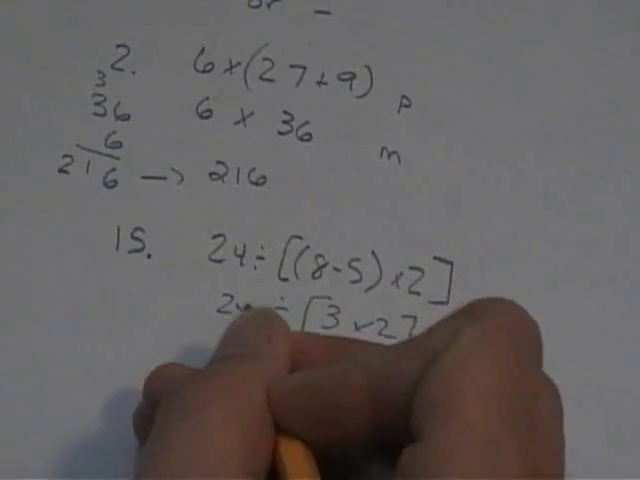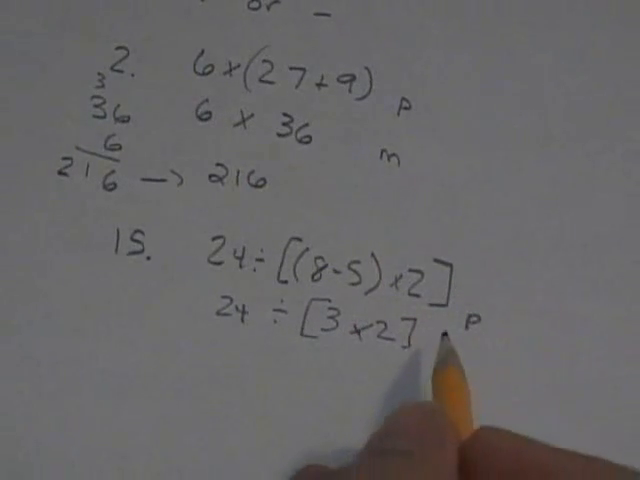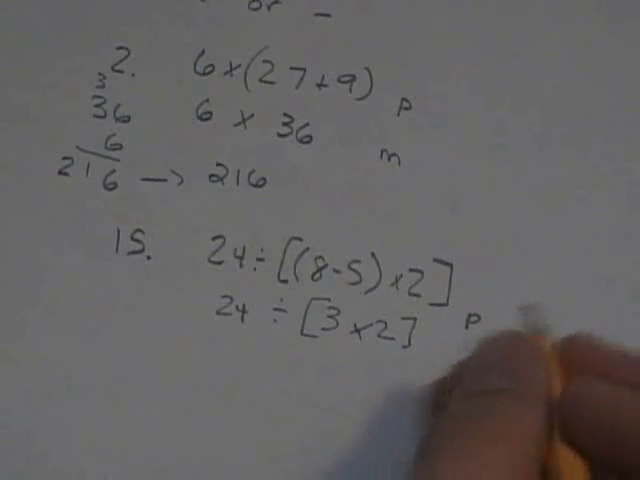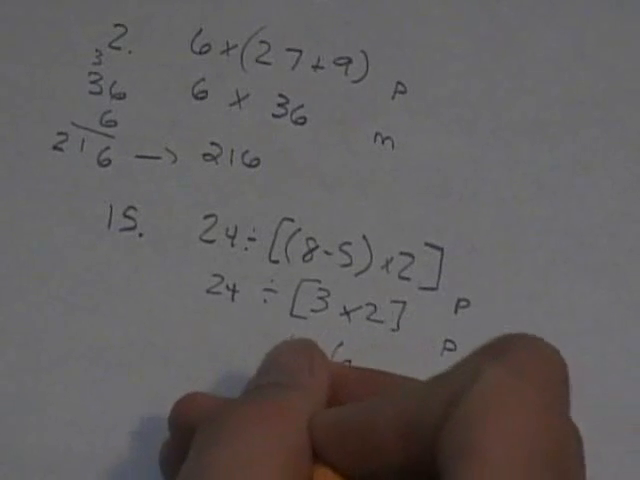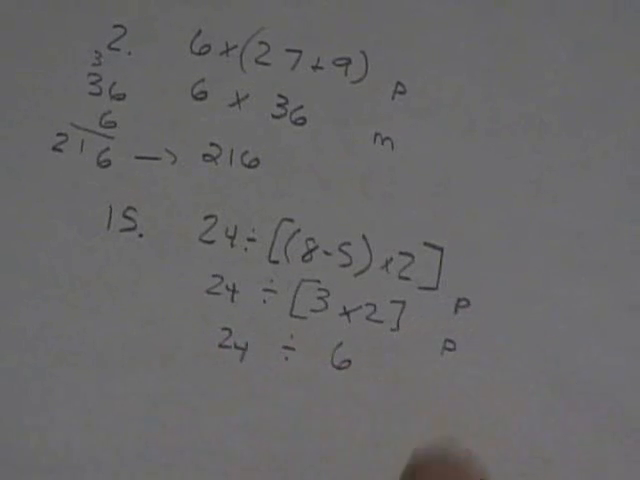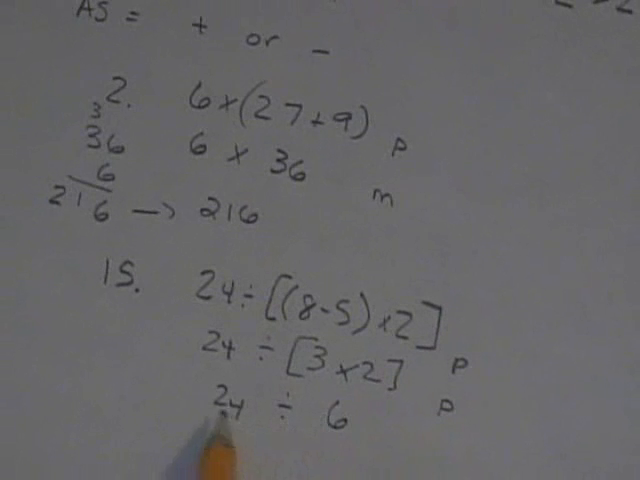So rewrite the problem. So I did parentheses. But you still have parentheses. So we still have to finish the parentheses because that's what it says. You have to do all the parentheses first. 3 times 2. Okay, well that's 6. And now we're going to look at exponents. Little numbers, none. Division, there is. 24 divided by 6 equals 4. So there's the division.